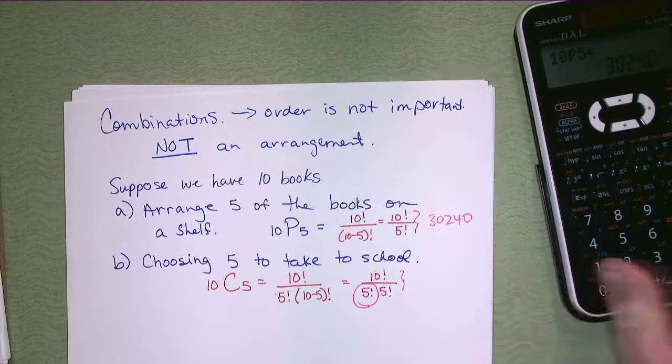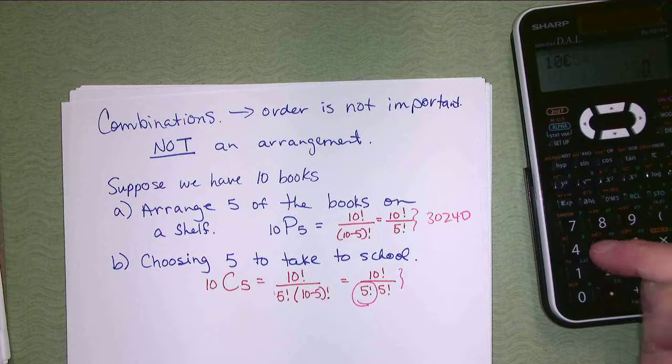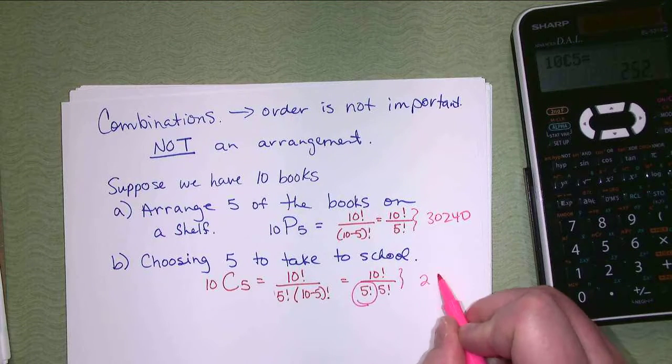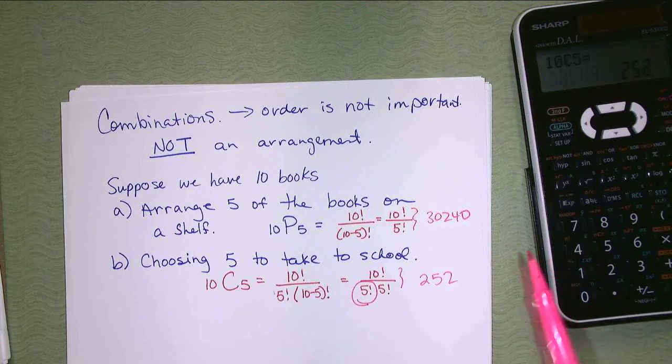$30240. $252. 252 times 120 will give you this, or times 5 factorial.